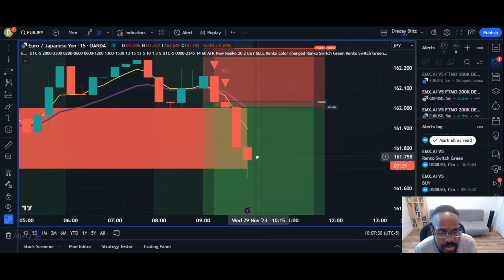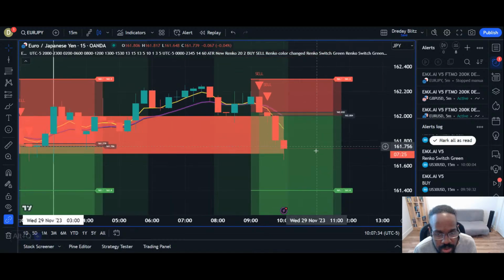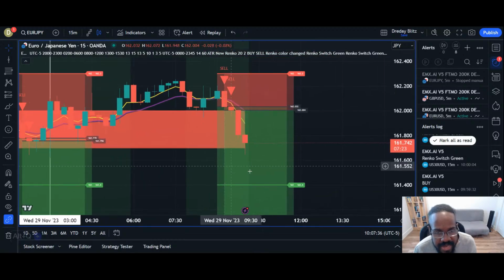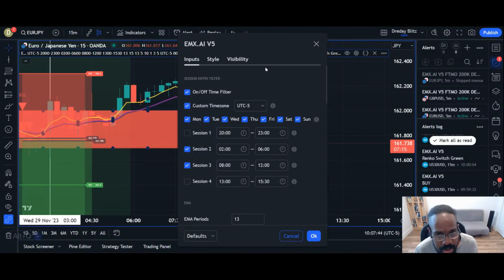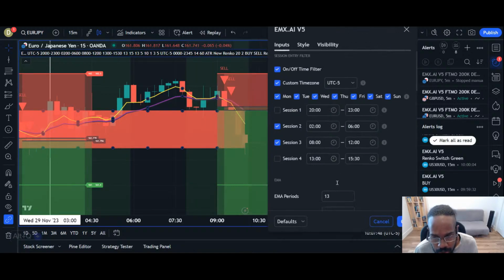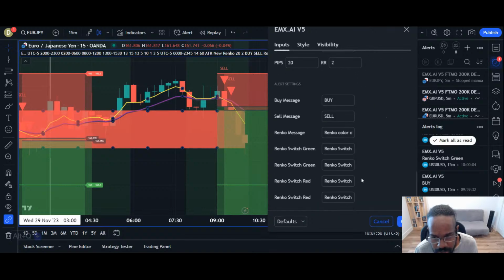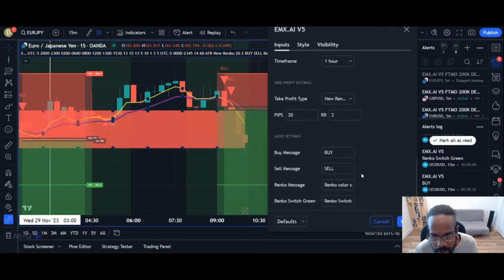So that's basically a beautiful trade here. Same principle. Like I said, right now I'm pretty sure you have your settings on a 1 hour Renko, Leon. Like I was saying at the beginning, you have the option to change your Renko time.